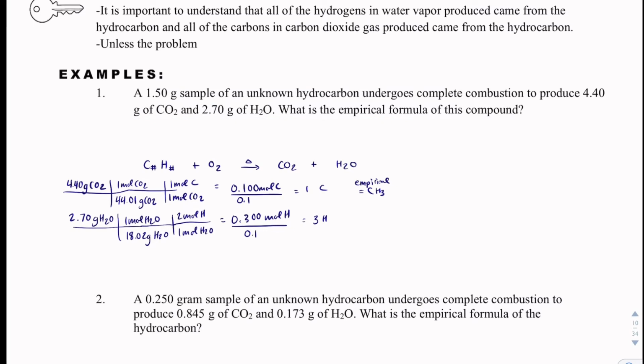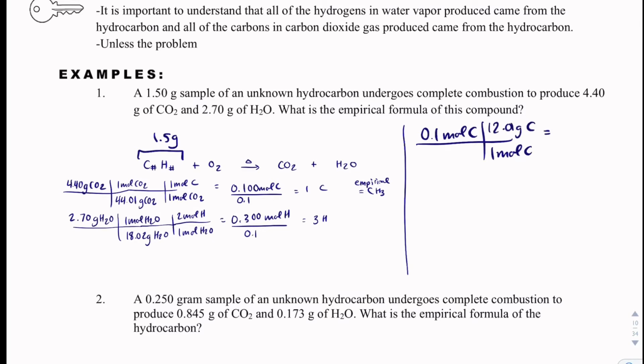And here's what we can do. We know that this was 1.5 grams. So what I can do is I can say I had 0.1 mole of C. In 1 mole of C, there's 12.01 grams of C. And that gives me 1.201 grams of C.